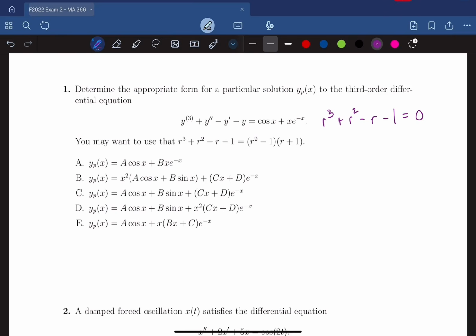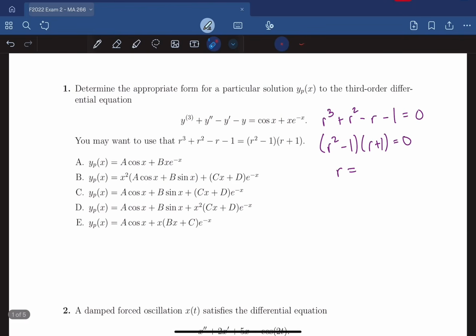Alright, so as you can see, they've given us a little hint over here. And so we're going to use that hint to factor our equation. And from here, we see that our characteristic roots are plus or minus 1. And then from this part we see that it's another minus 1. So to summarize, our roots are -1 with a multiplicity of 2 and 1.